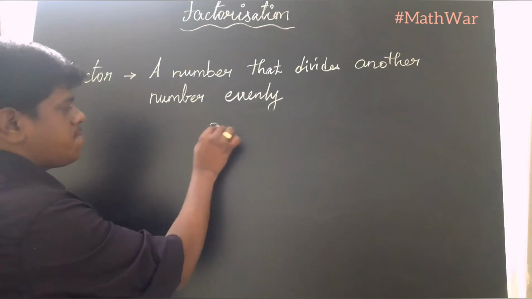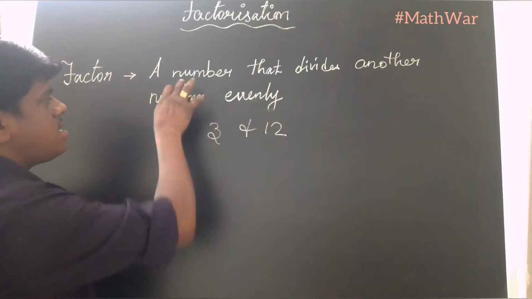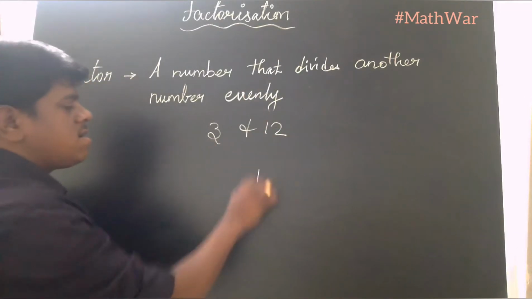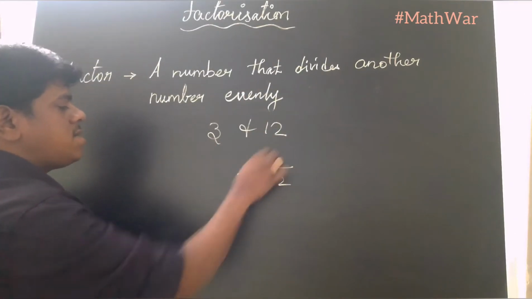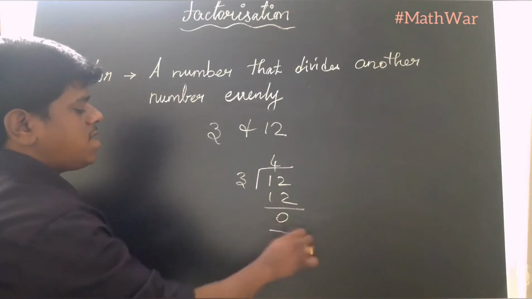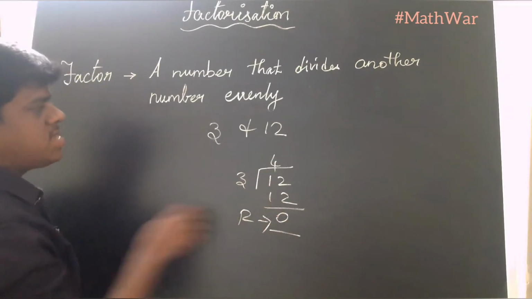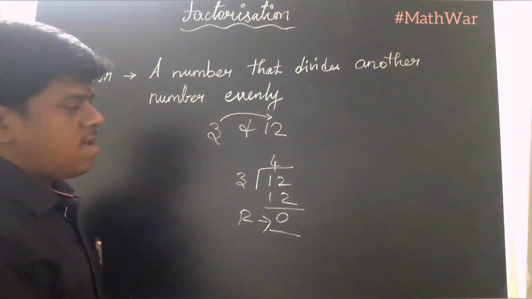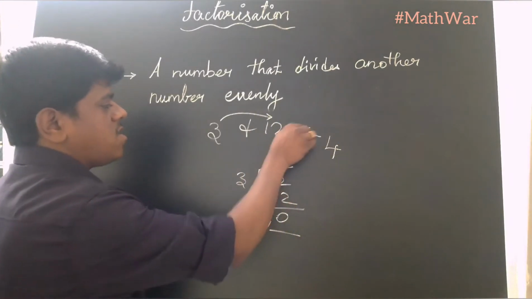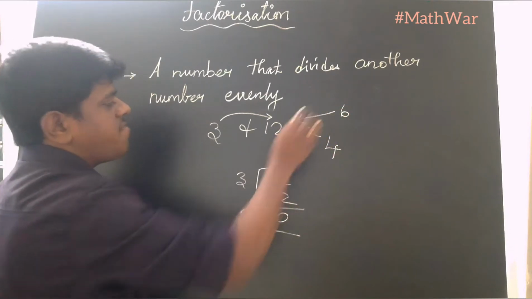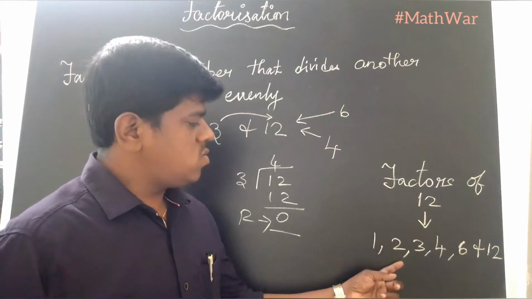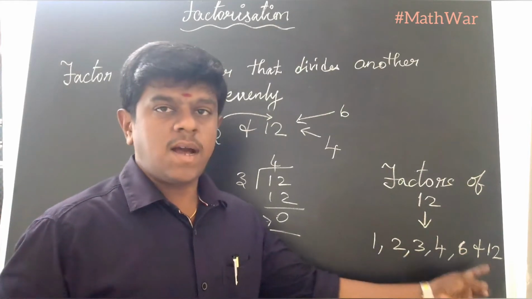We can take the example of numbers 3 and 12. A number, that is 3, divides another number, that is 12. When we divide 12 by 3, we can see that the remainder will become 0. So what we can say from this is that the number 3 is a factor of 12. In the same way, 4 is a factor of 12, and 6 is a factor of 12. Therefore, the factors of 12 are 1, 2, 3, 4, 6 and 12.